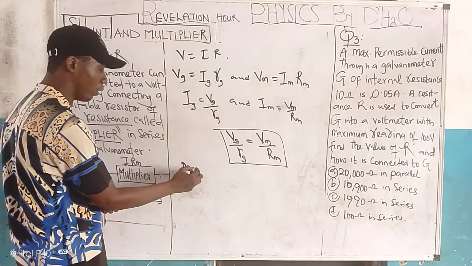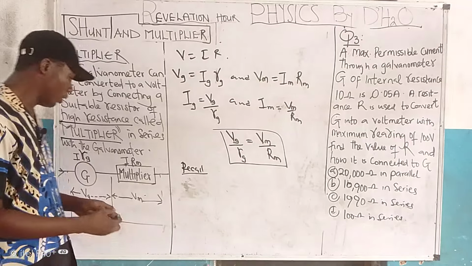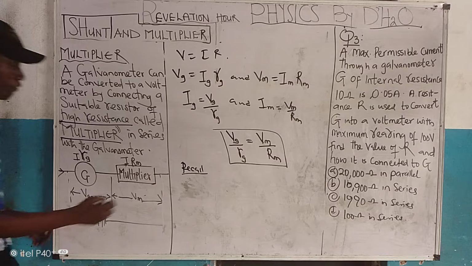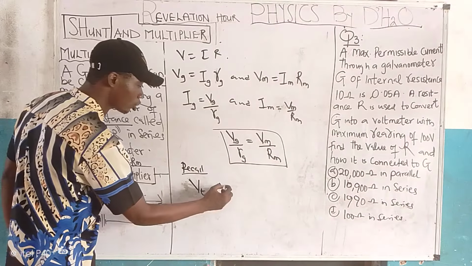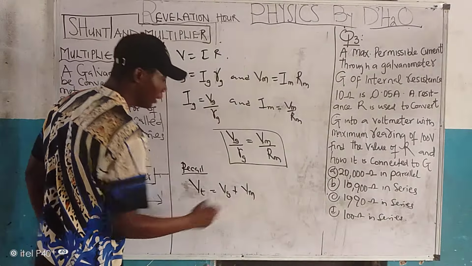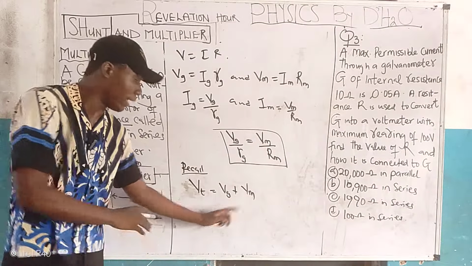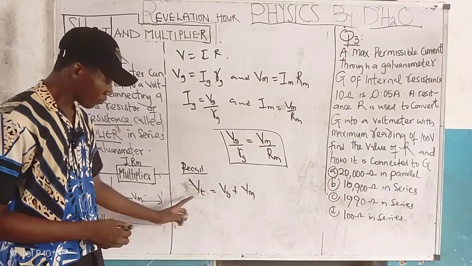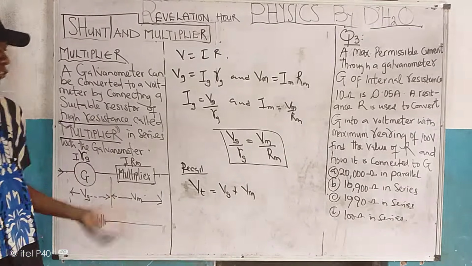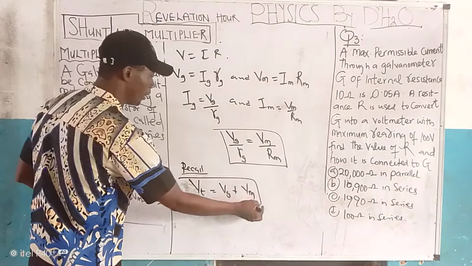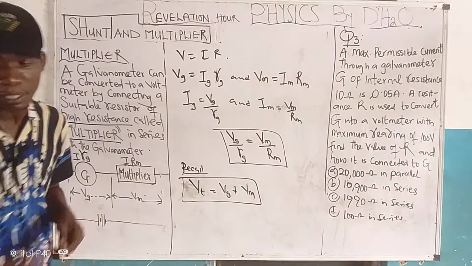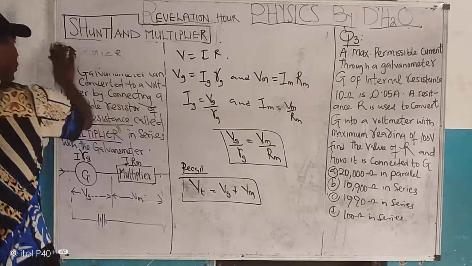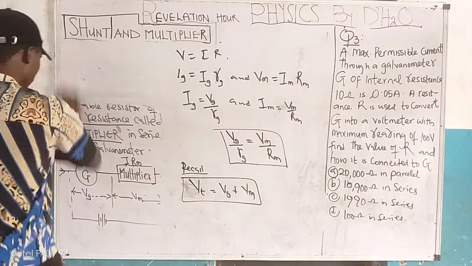Remember, finally, recall that by Kirchhoff's second law, the total voltage is the voltage here plus the voltage here. So V total is equal to Vg plus Vm. This is called voltage in the multiplier. This is called voltage in the galvanometer. And this is called your total voltage. So if you know these two important formulas, it means that you can demystify this problem. Let's quickly solve this particular question.